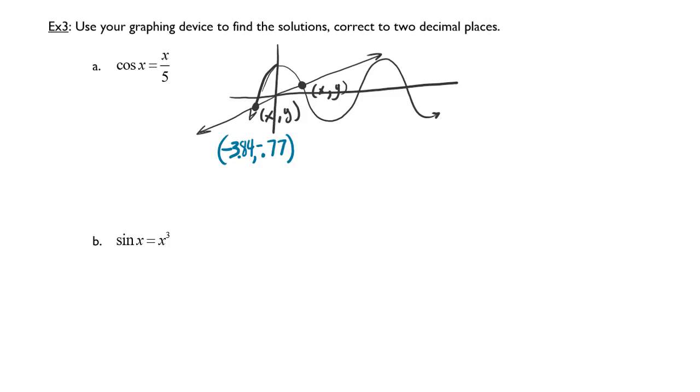And I'm going to go ahead and sketch this just a little bit further out. So this first point here is that point there. The next point we have is negative 2.00, comma, negative 0.40.